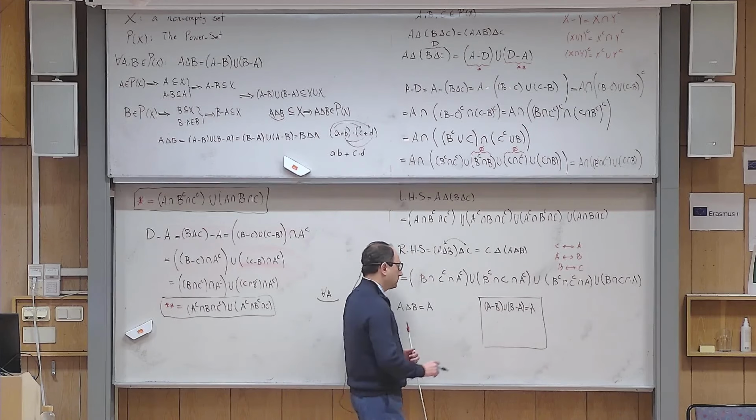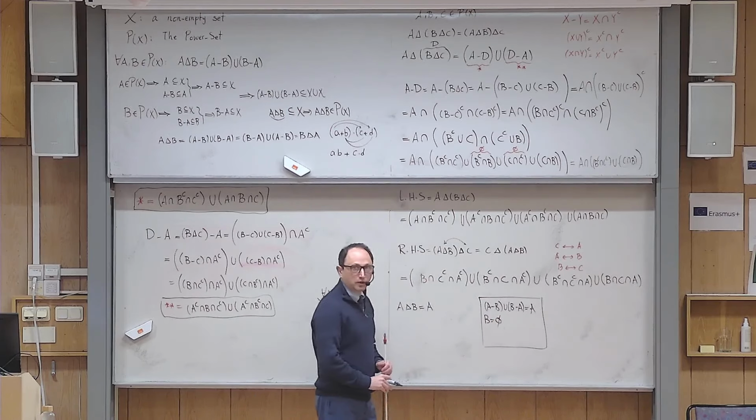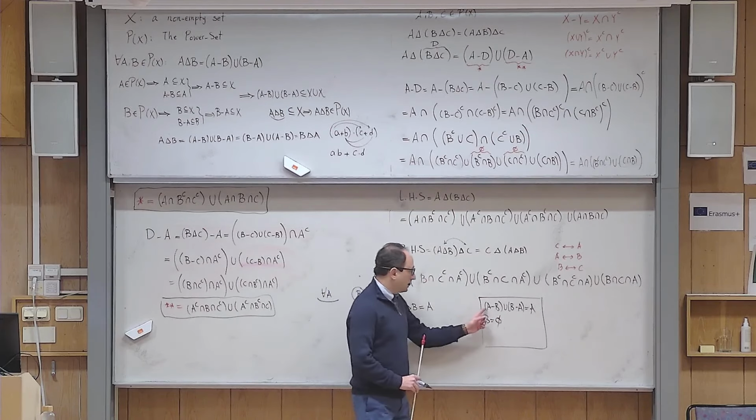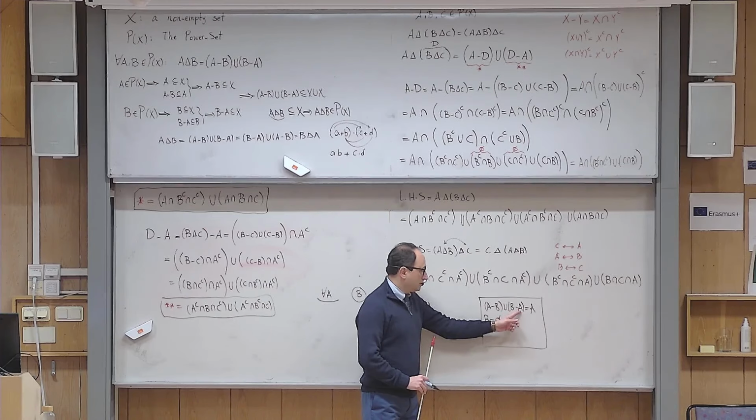I hope that you agree with me. It's not hard to see that the empty set will play the role. Yes, because A minus the empty set is A itself, but the empty set minus any set is the empty set. A union the empty set is A.